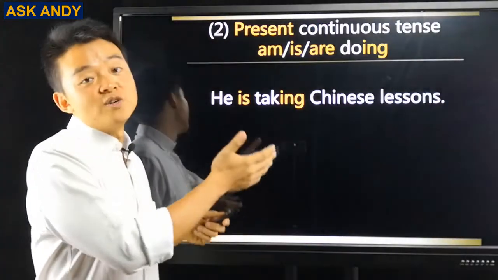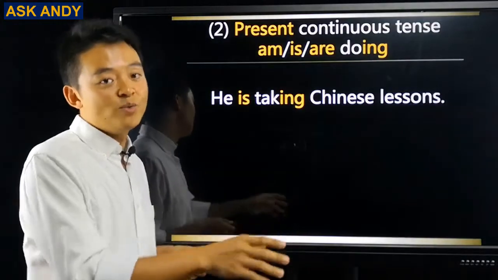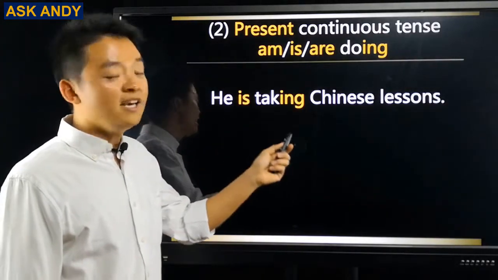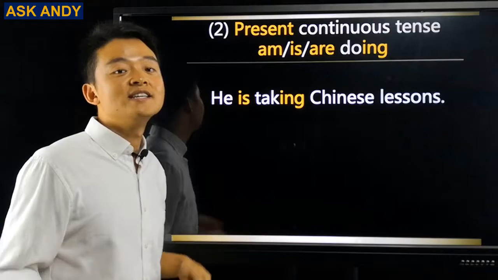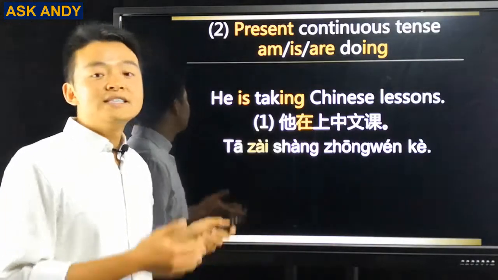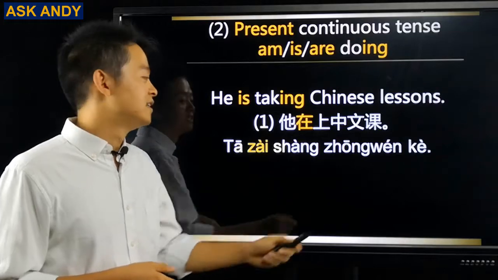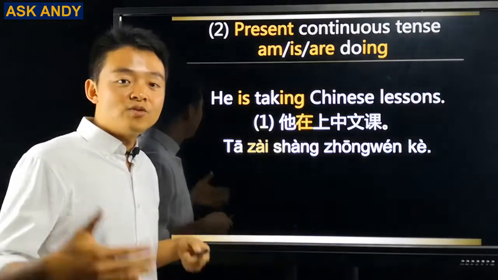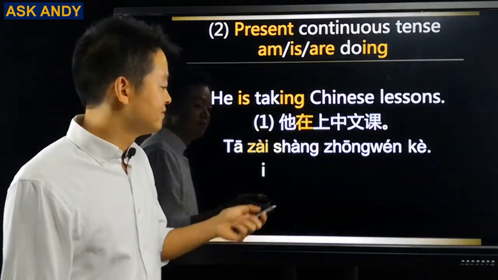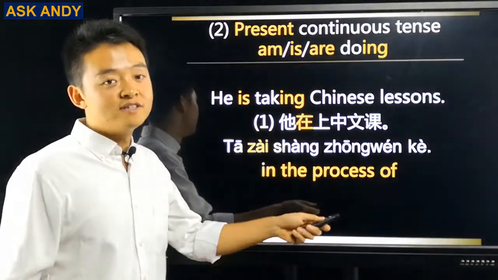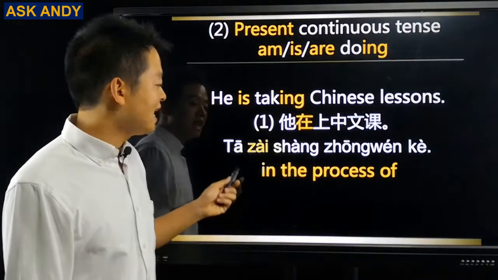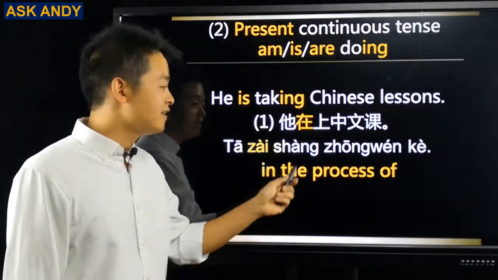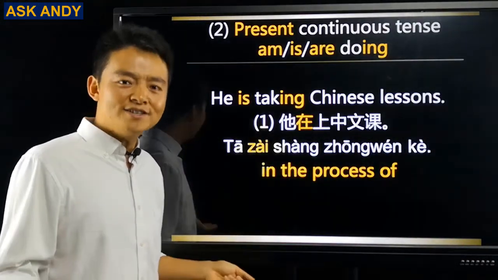Number 2, present continuous tense. That will be am is are doing. So we have doing in English. The example is he is taking Chinese lessons. How do you say that in Chinese? It is 他在上中文课. How do you understand this 在? I recommend you to remember it with my translation. 在 means in the process of. Now let's do it with my translation. 他在上中文课. That is, he in the process of taking Chinese lessons. It's easy to understand, right?